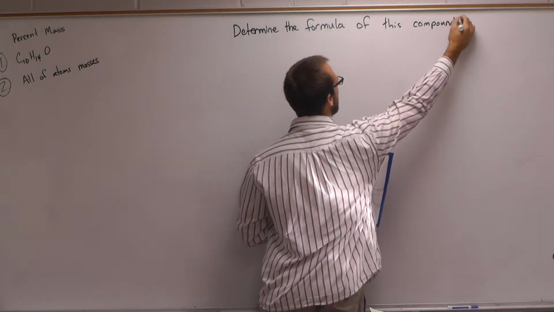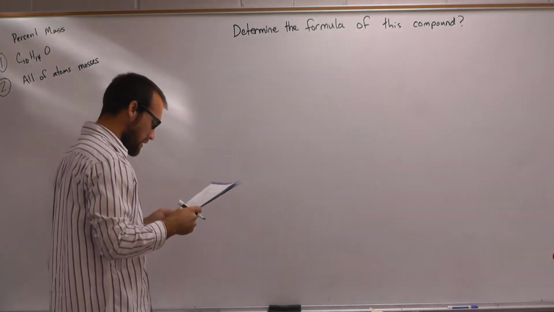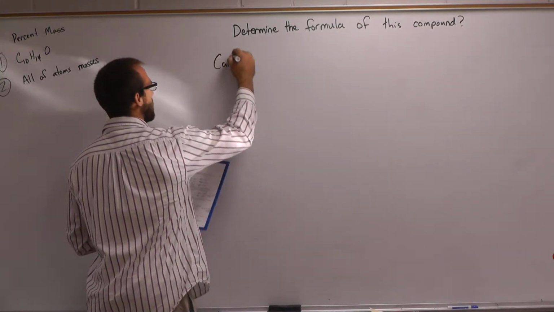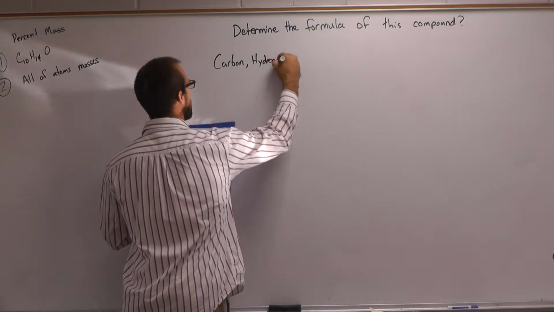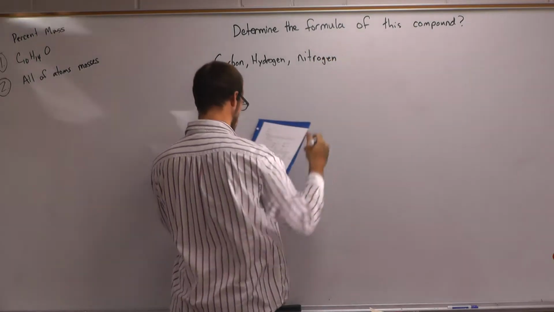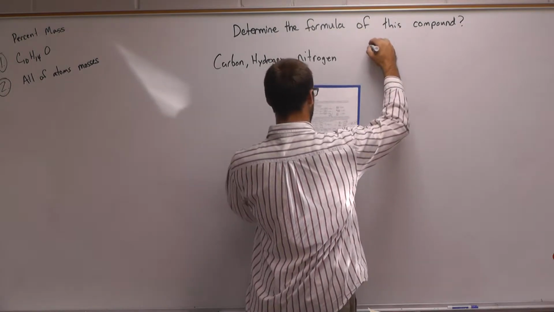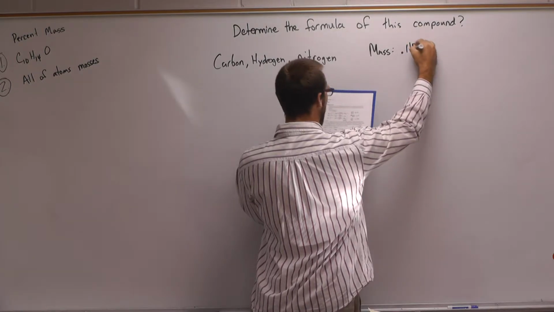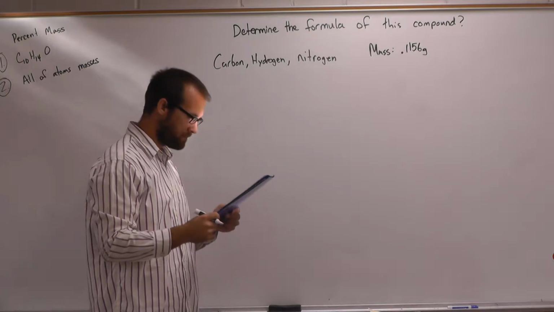Alright, so we want to figure out the formula of the compound. Here's what we've been given. The substance has been prepared that is composed of, we know that it has carbon in it, we know that it has hydrogen in it, and we know that it has nitrogen in it. Okay? We weighed it, and we know it has a mass of 0.1156. This would be the mass of the whole thing. Does that make sense? Okay?